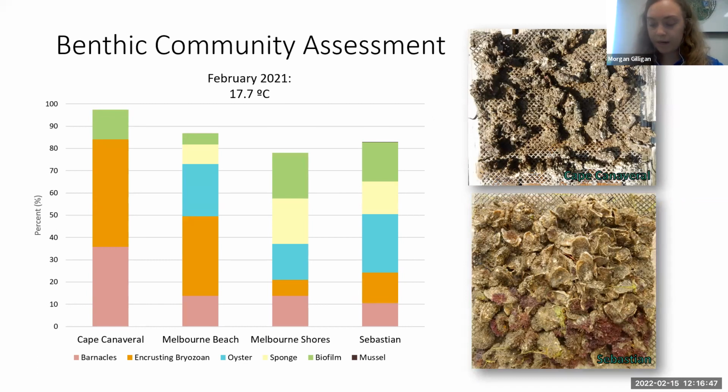For the February analysis, the SIMPER analysis revealed that encrusting bryozoan, biofilm, oysters, barnacles, and sponge were the organisms driving the change due to temperature. And this was our coolest assessment at 64 degrees. Looking over to our figures on the right, the photos, you see Cape Canaveral is encapsulated by encrusting bryozoan. Even the mesh itself is included in the coverage. And then Sebastian had an increase in what seems to be sponge and oyster, so that middle section really filled out there.